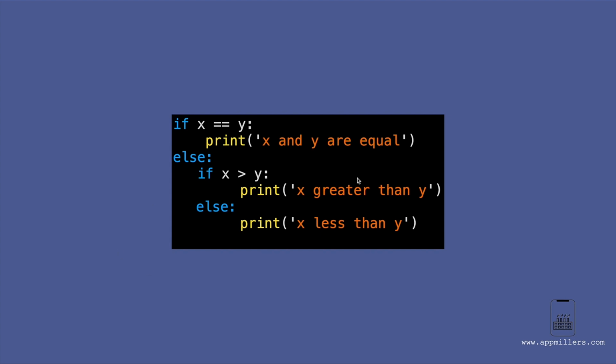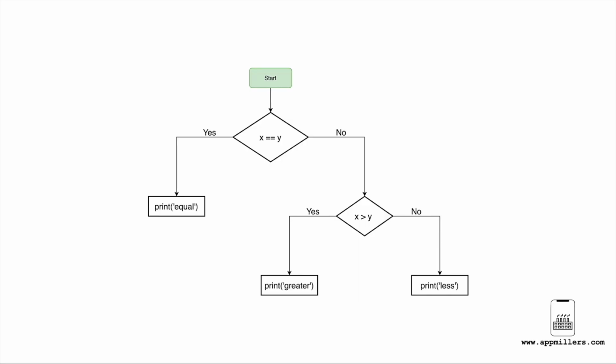Now let's look at the flowchart of these nested conditionals. In this case, the flowchart will look like this. We are starting from here. First we are checking if x is equal to y or not. If they are equal, we are heading over here and printing out equal. If they are not equal, we are continuing over here.